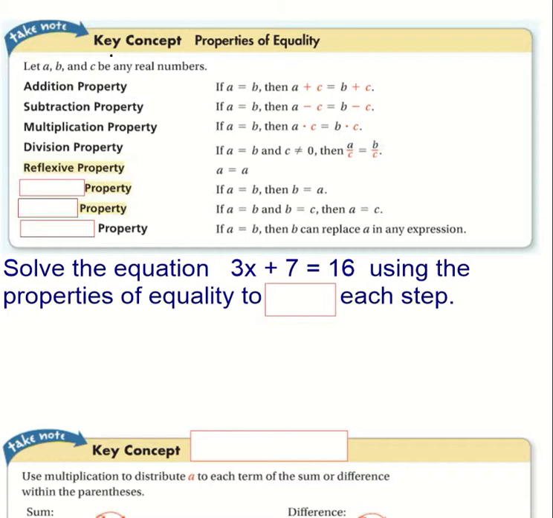We've used the reflexive property, something equals itself, so A equals A. We've used the symmetric property, if A equals B, then B equals A. We've used the transitive property, if A equals B and B equals C, then A equals C. And we have used the substitution property, if A equals B, then B can replace any A in any expression.